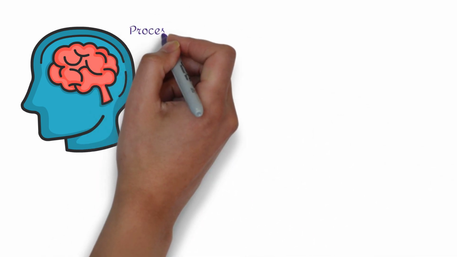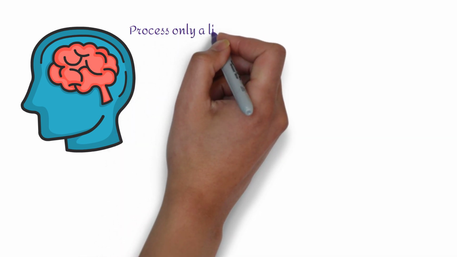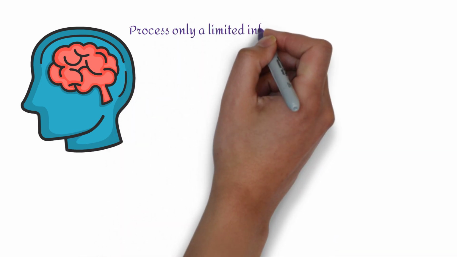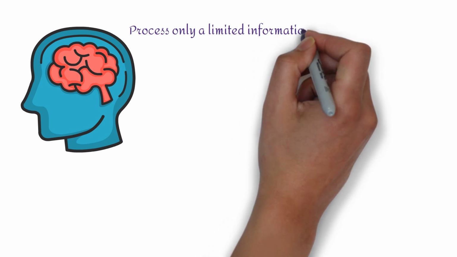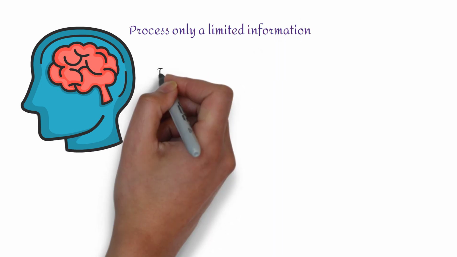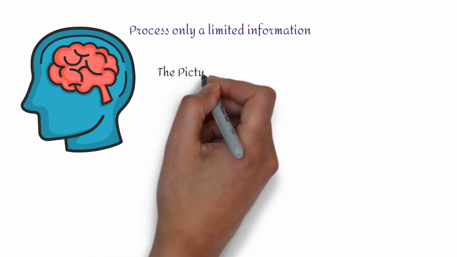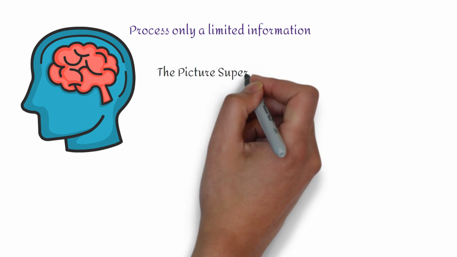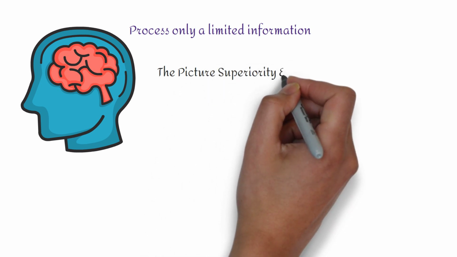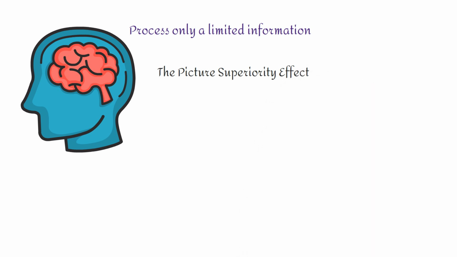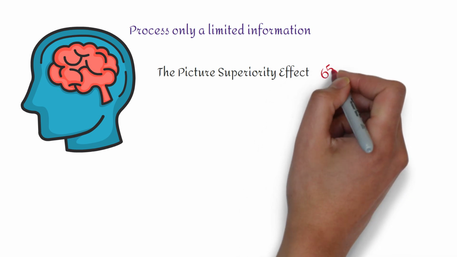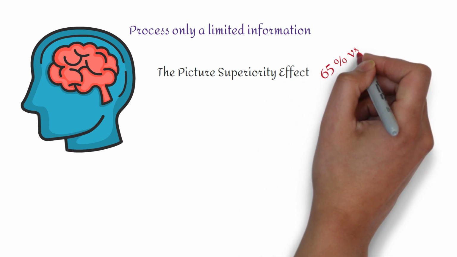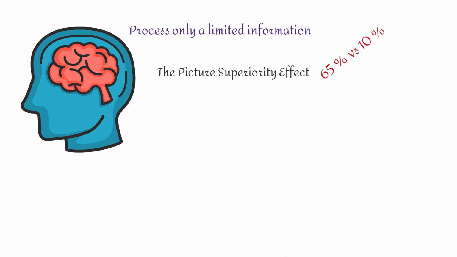For this, you need to understand three major limitations of the human brain. The human brain can process only limited information at a given time, so you need to be very specific and brief with what you are presenting. When you present the same information in the form of text and pictures, pictures have far more impact on human memory and understanding, that is 65%, versus text which has only 10% impact.